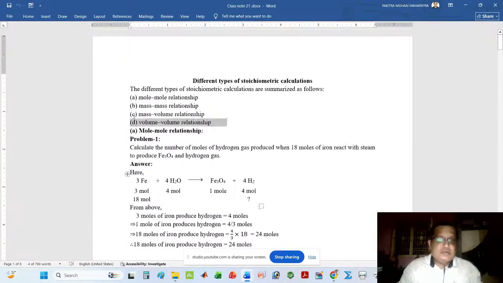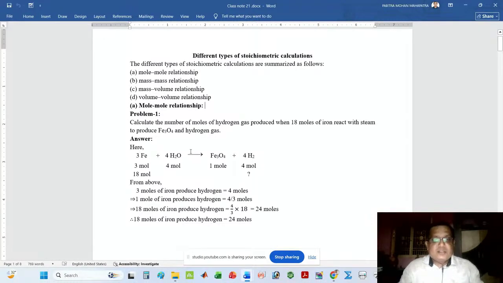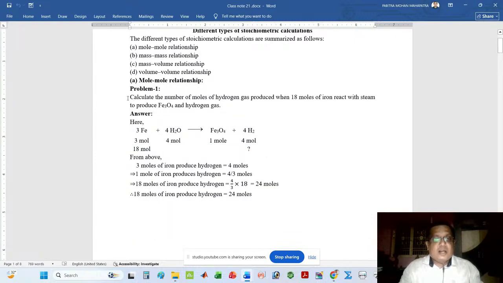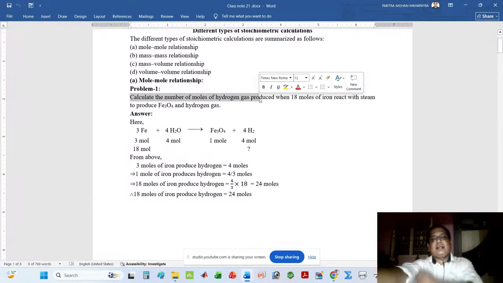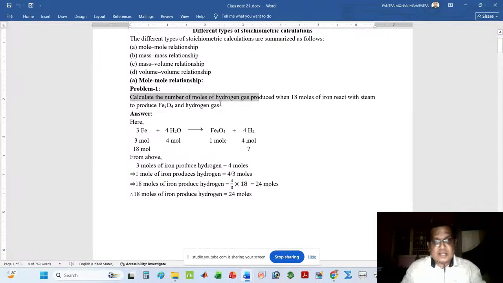At first, I want to move to the mole relationship. That means both reactant and products are given in moles. Look at that. Take a problem. Calculate the number of moles of hydrogen gas produced when 18 mole of iron reacts with steam to produce Fe3O4 and hydrogen gas.